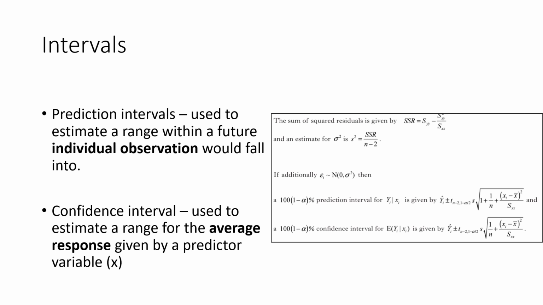Whereas confidence intervals are used to estimate a range for the average response given by predictor variable x. So it deals with an average, and therefore it will have a shorter range. And you can see that here. For prediction intervals, everything's the same compared to the confidence interval formula, apart from this one plus. And this one plus is there because this is an individual observation. It can have a larger range of values than an average would.